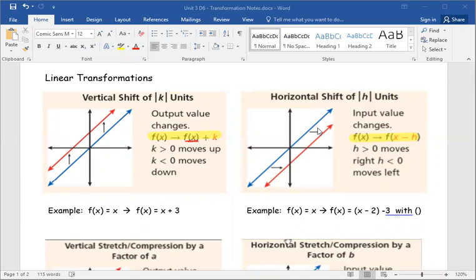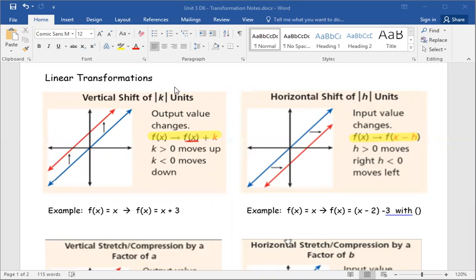Hi everyone, today we are discussing linear transformations. In other words, what happens when I move a line up, down, left, right, flip it, and what is it called, and what do the equations look like?